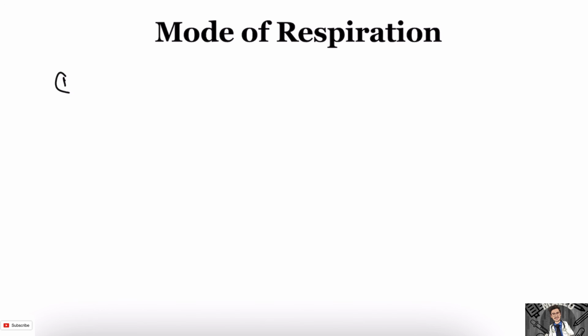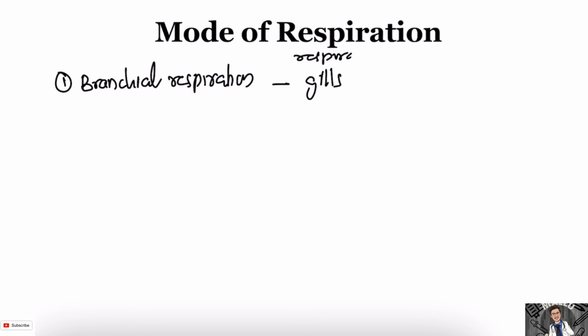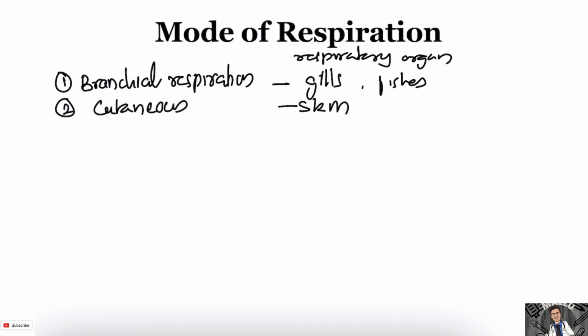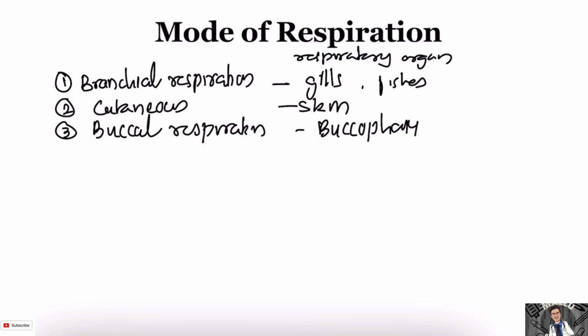of respiration. We have some respirations like branchial respiration. This is the respiration through gills. So here I will be writing the respiratory organ involved. Okay, it happens in fishes, right? Yes. Then we have another type of respiration, cutaneous, which is through the skin. It happens in earthworms, etc. Then we have buccal respiration, which means through the mouth. We also call it as, and the organ is buccopharyngeal. These terms are new to you.